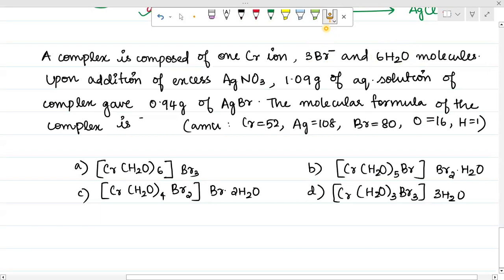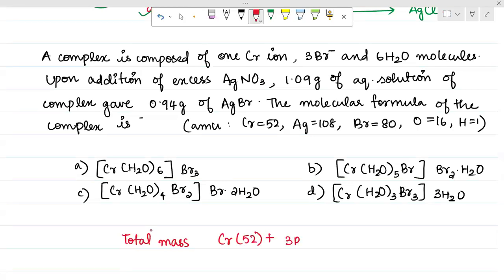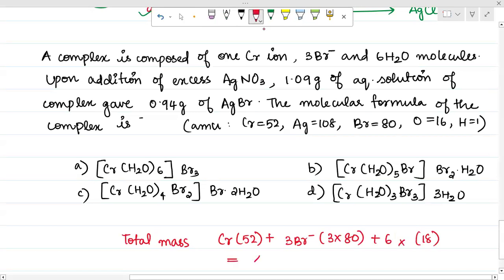Okay, so let's write the total mass of the complex first. The total mass of the complex is: 1 chromium is there, whose mass is 52. 3 Br minus is there, which is 3 into 80. Plus 6 water molecules, that is 6 into 18. So upon adding this, the total mass of the complex is going to be 400 atomic mass units.